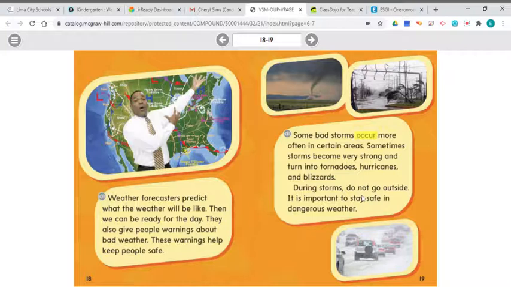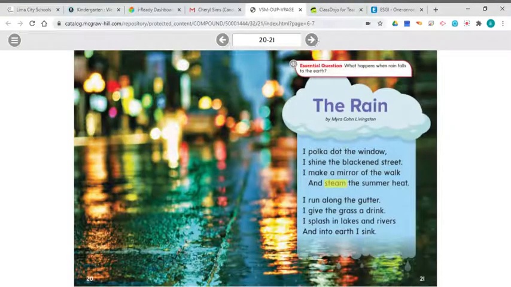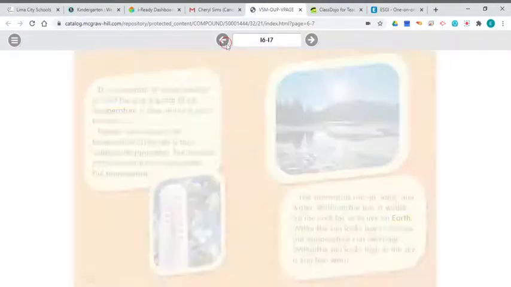During storms, do not go outside. It is important to stay safe in dangerous weather. All right, that's the end of our selection.